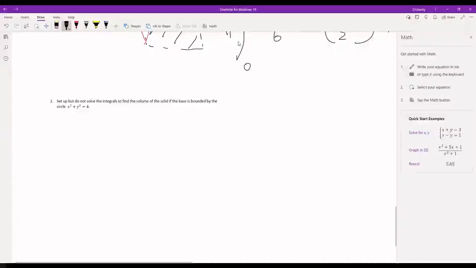So number 2, set up but do not solve the integrals to find the volume of the solid if the base is bounded by the circle x squared plus y squared equals 4. So this is a circle, which does add a bit of extra work, but it's not too bad. And then this is at -2, 2, 2, -2. And then this is also the base.